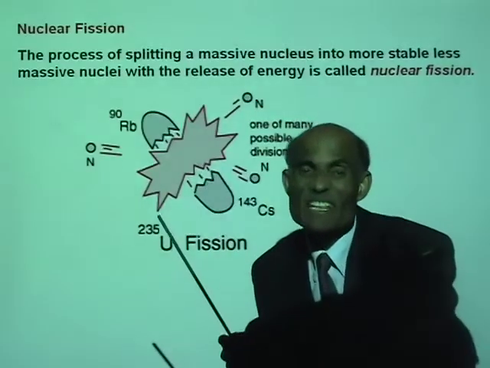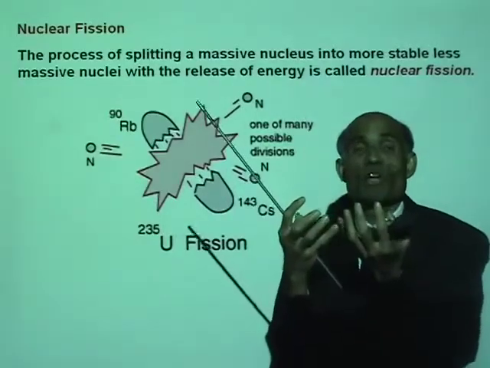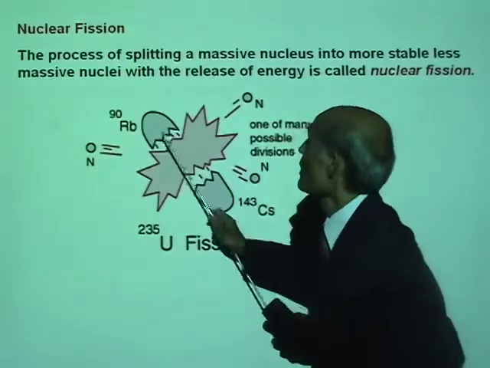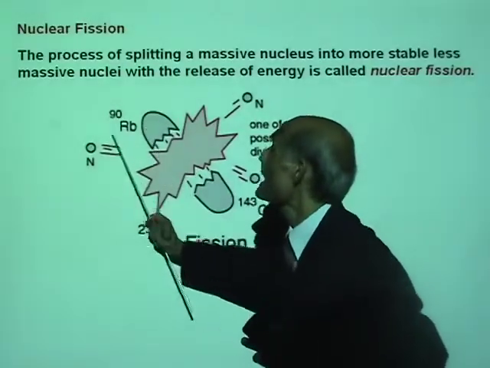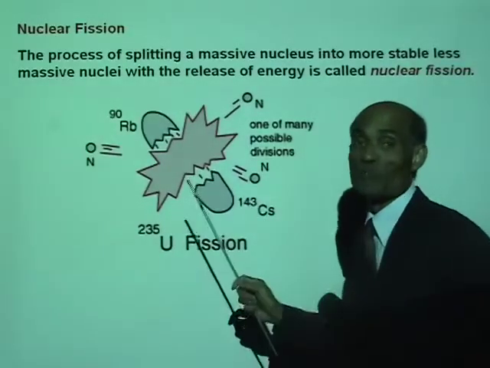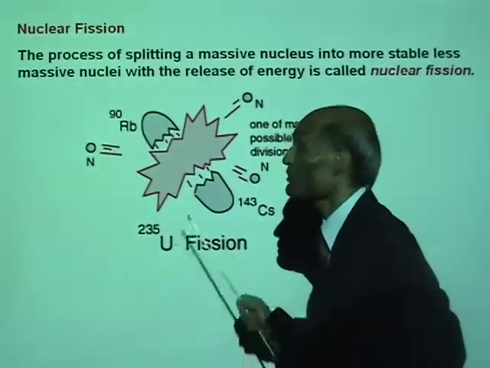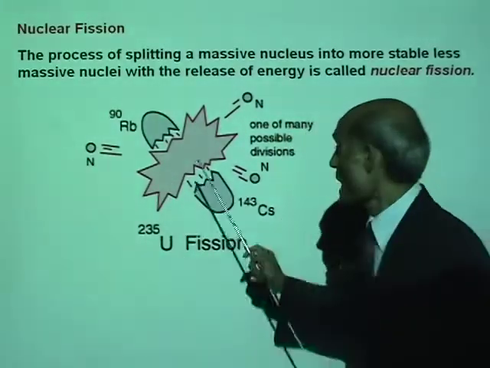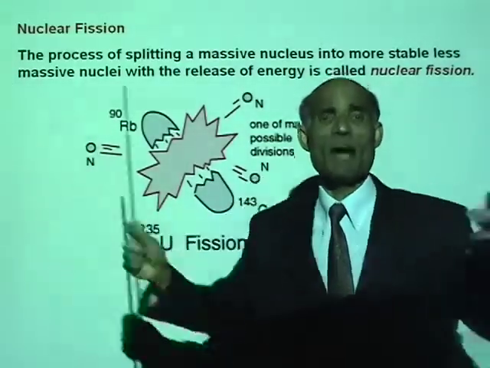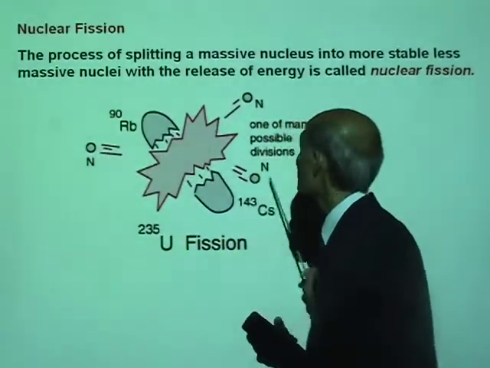Now, if it gets a neutron, the moment it absorbs a neutron, it undergoes fission. It breaks into two pieces. One piece is rubidium and the other piece is cesium. You see? When this breaks into two pieces, each piece is stable, and along with breaking, it releases a tremendous amount of energy, and also it releases free neutrons.